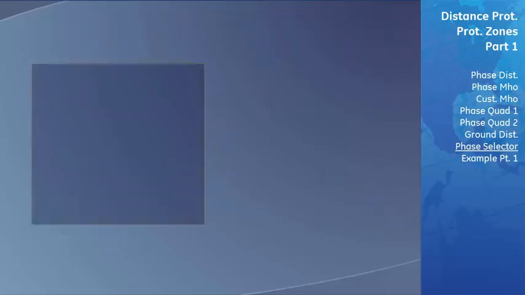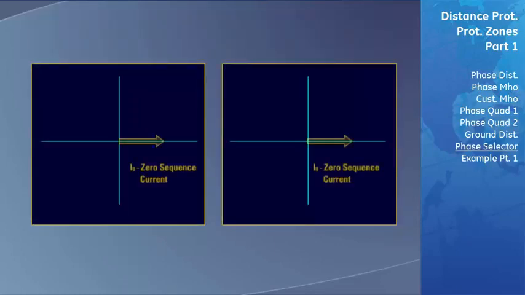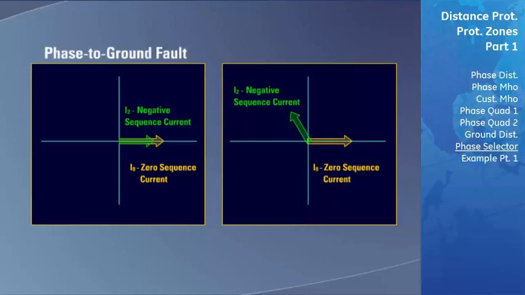easier. The phase selector works by comparing the angle of the zero sequence current and the angle of the negative sequence current that are caused by the fault. If the fault occurs from one single phase to the ground, the negative sequence current and zero sequence current will be in phase. If the fault that occurs is a two-phase to ground fault, the negative sequence current and the zero sequence current will be 120 degrees out of phase. The functioning of this phase selector is extremely fast, and the result of the phase selector can be used to block the ground distance element before it has a chance to operate.